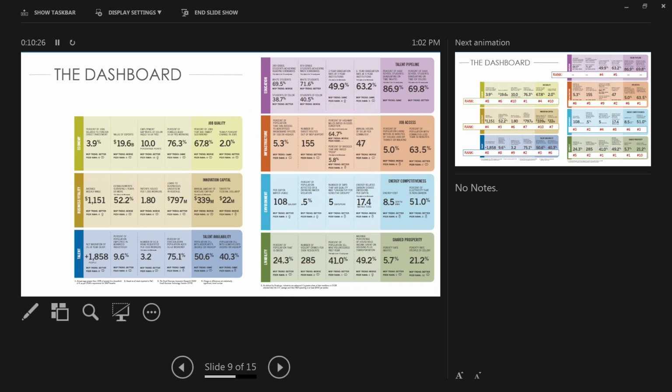This is the actual dashboard, the actual data. You see the categories, over 50 indicators across those categories, and the ranking.